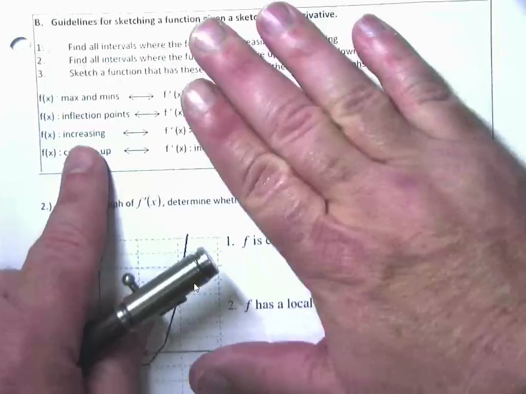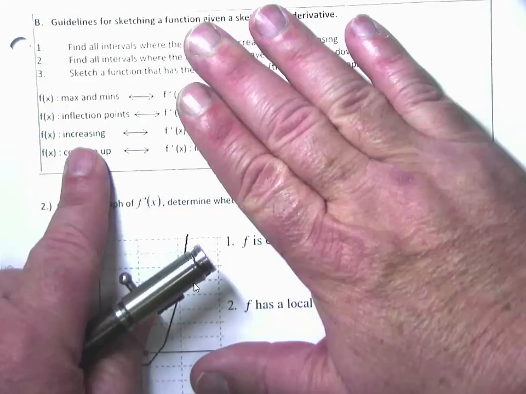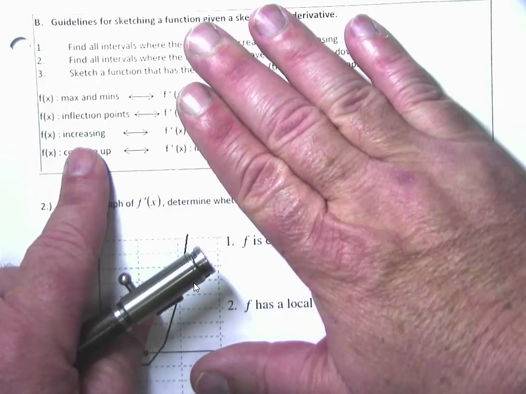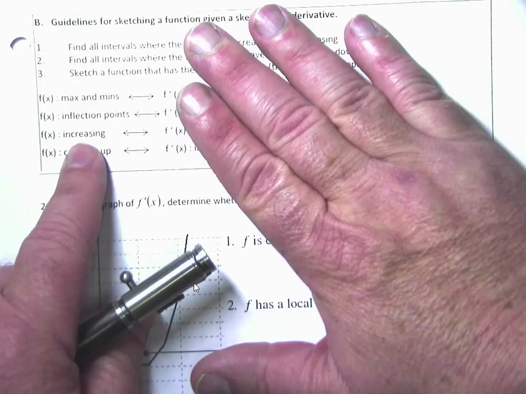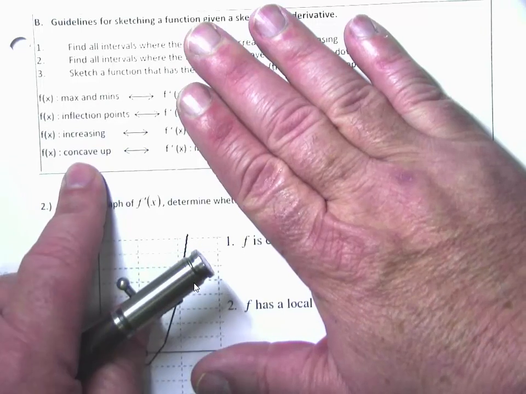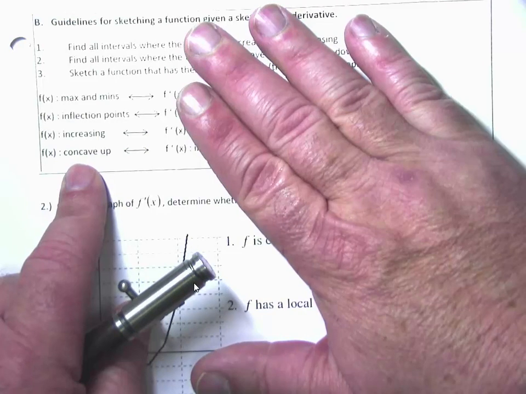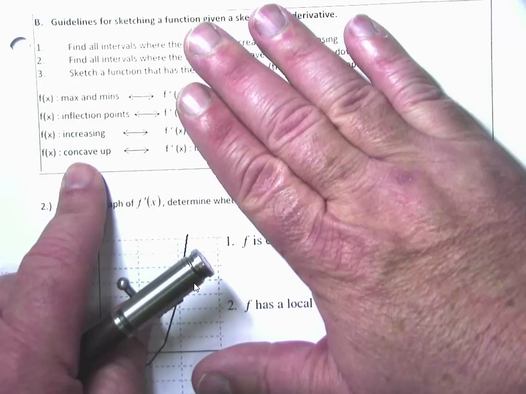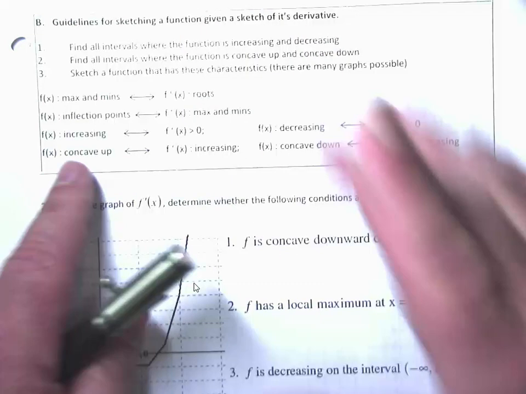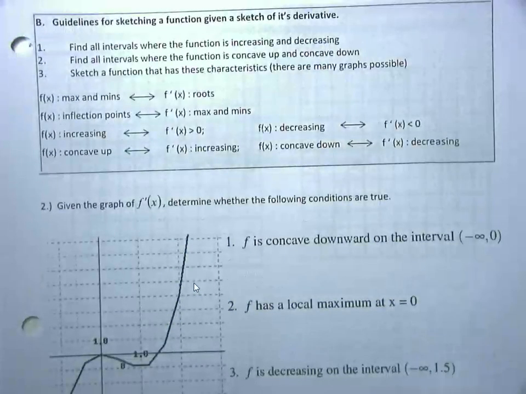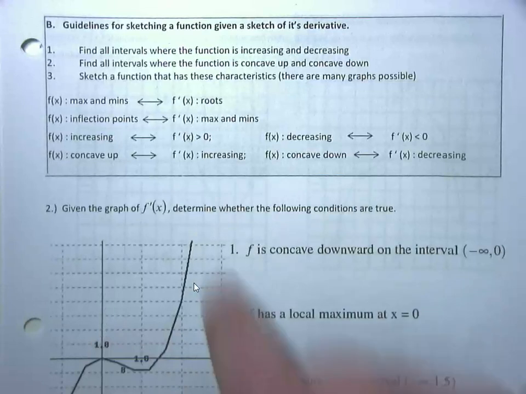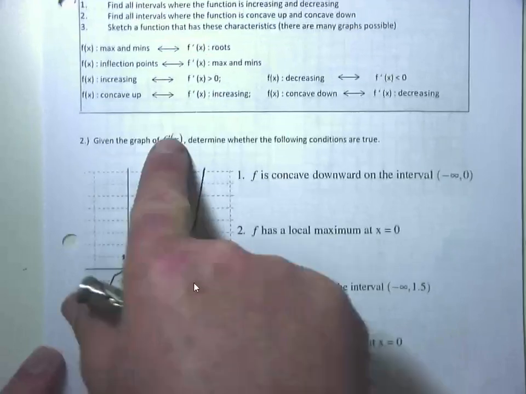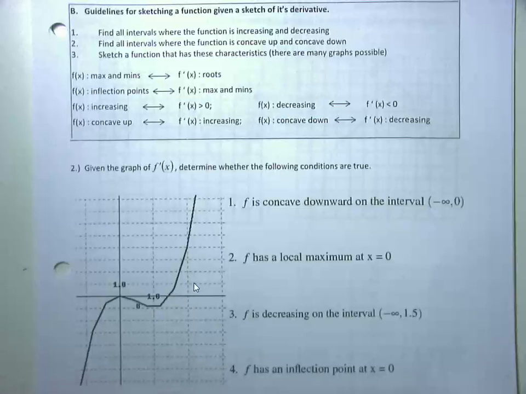How do I find intervals of increase? I draw my number line, and basically it's increasing where the first derivative is positive. Decreasing, the first derivative is negative. What about concave up? Second derivative is positive. Concave down, second derivative is negative. But here's the deal: we are not going to be giving you the original function. We're going to give you, like in this example, the derivative graph. Not the original graph, that's too easy. And we're going to make you outthink the problem.